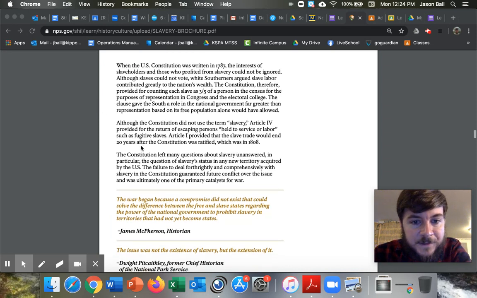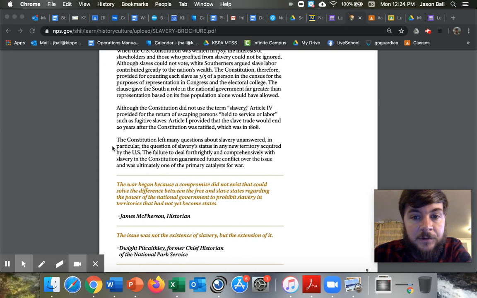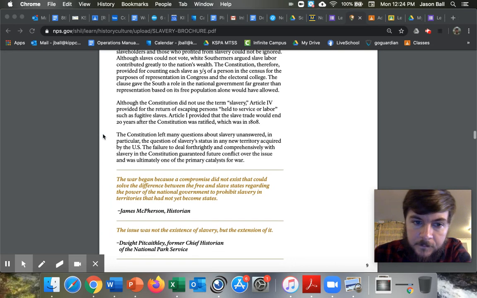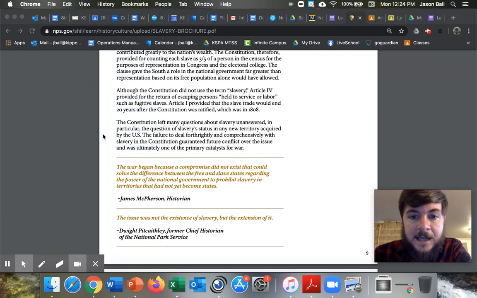Second paragraph. Although the Constitution did not use the term slavery, Article 4 provided for the return of escaping persons held to service or labor, such as fugitive slaves. Article 1 provided that the slave trade would end 20 years after the Constitution was ratified, which was in 1808. Third paragraph. The Constitution left many questions about slavery unanswered. In particular, the question of slavery status in any new territory acquired by the U.S. The failure to deal forthrightly and comprehensively with slavery in the Constitution guaranteed future conflict over the issue and was ultimately one of the primary catalysts, or focal points, that started or created the war.